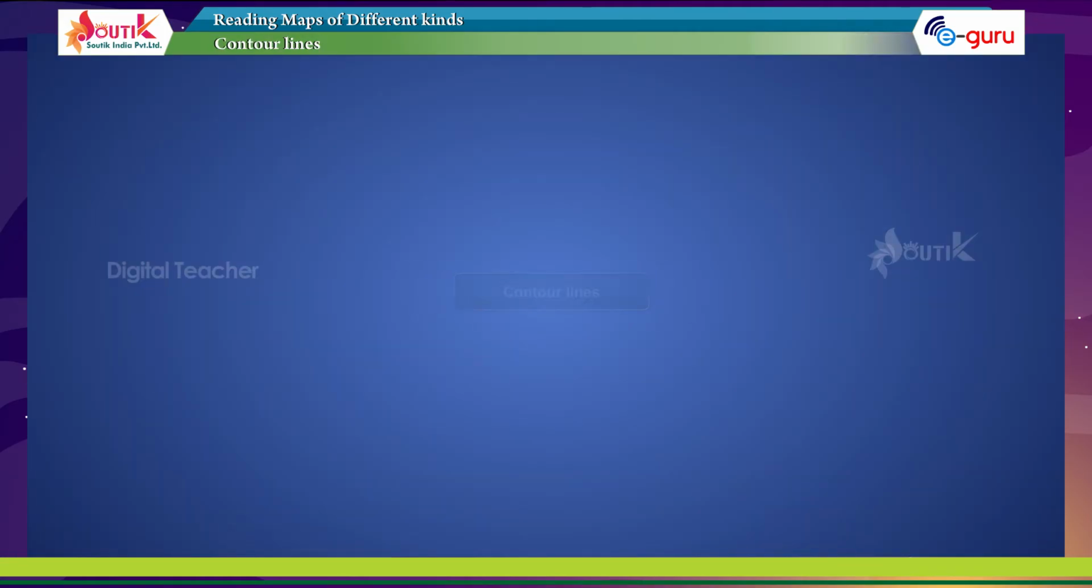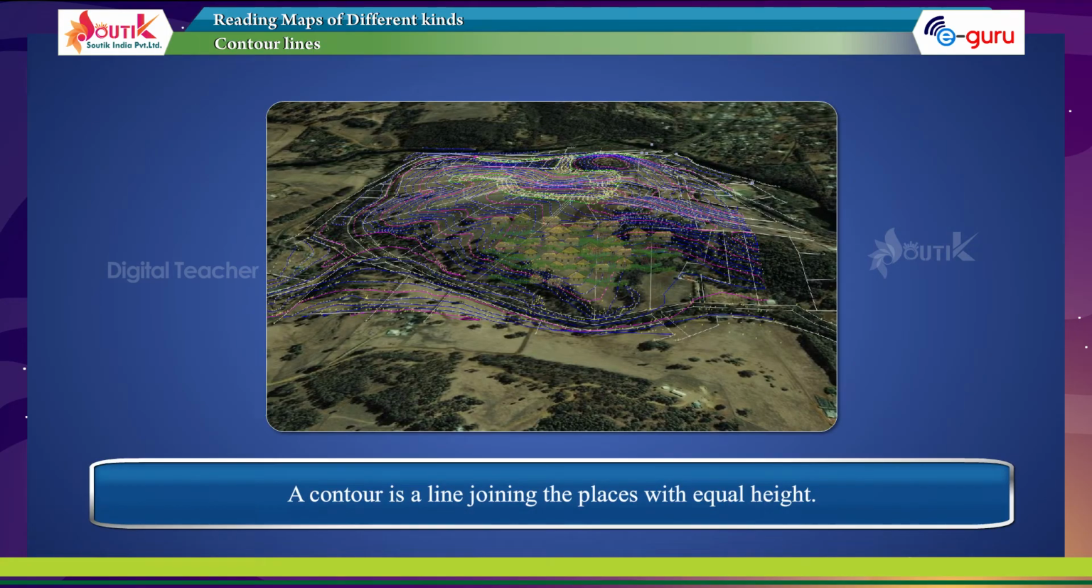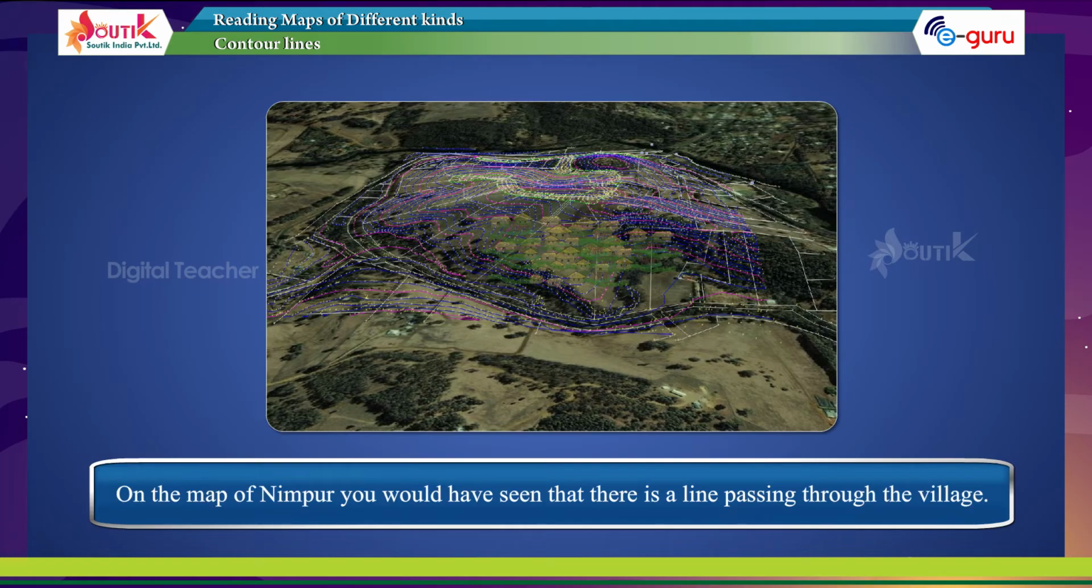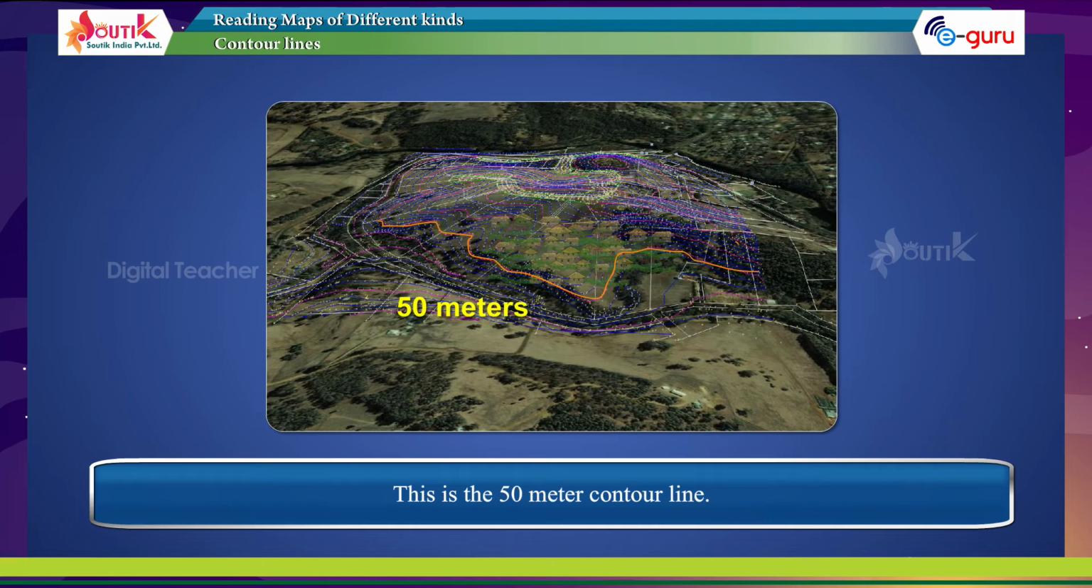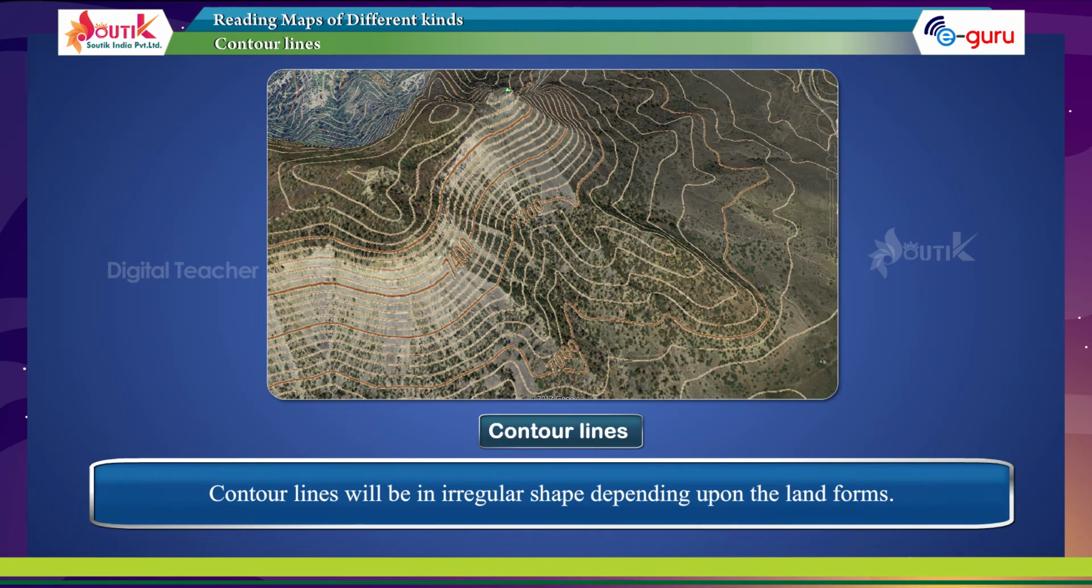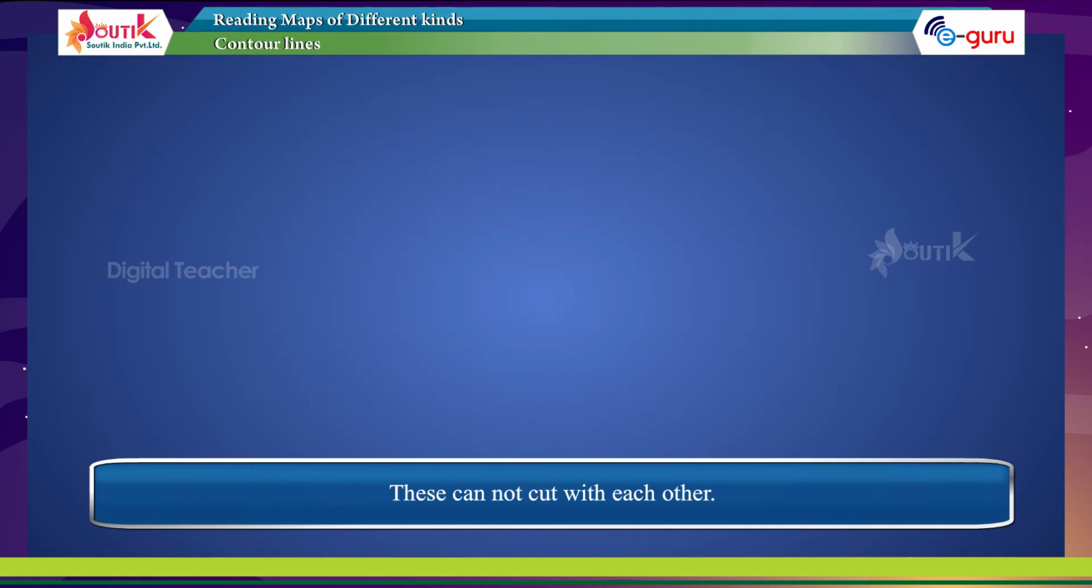Contour lines. A contour is a line joining the places with equal height. On the map of Nimpur, you would have seen that there is a line passing through the village. This is the 50-meter contour line. All places on this line will have the same height of 50 meters. Contour lines will be in irregular shapes depending upon the landforms. These cannot cut each other.